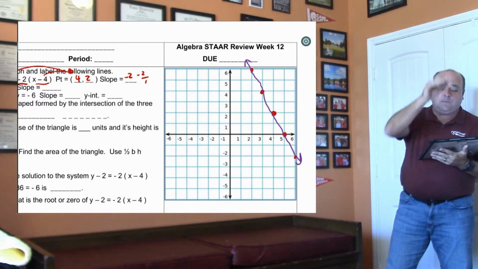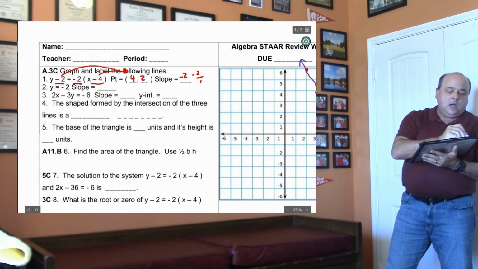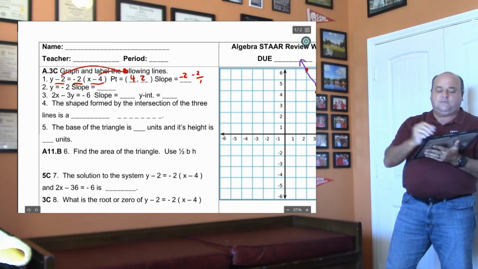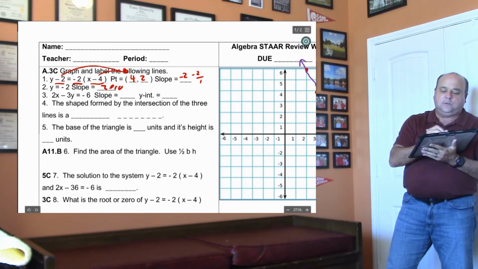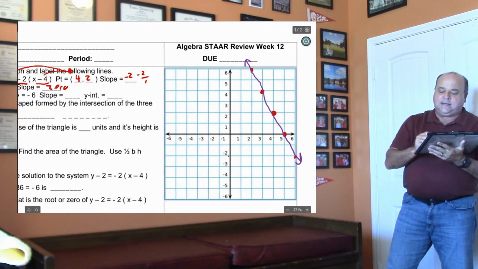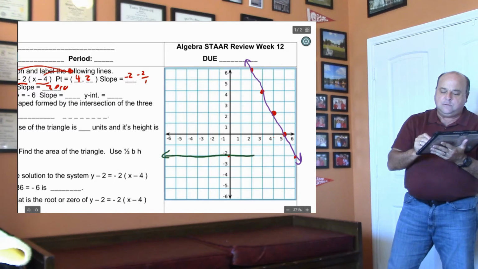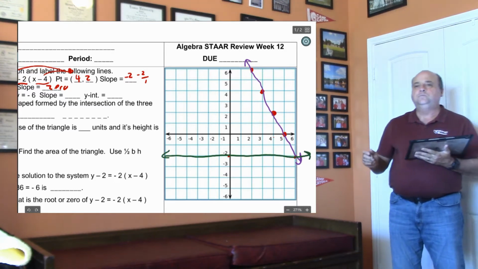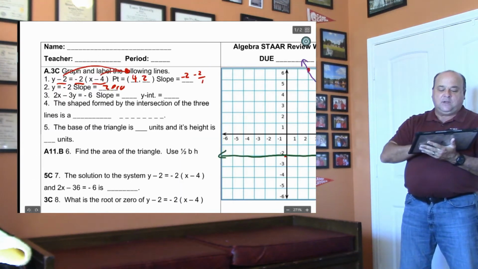Now let's keep rocking and rolling to the next one. On the next one, we got y equals negative 2. A y equals line has a slope of 0. It goes through the y-axis at negative 2, and it's just going to go straight across. Now we're going to graph the next one.